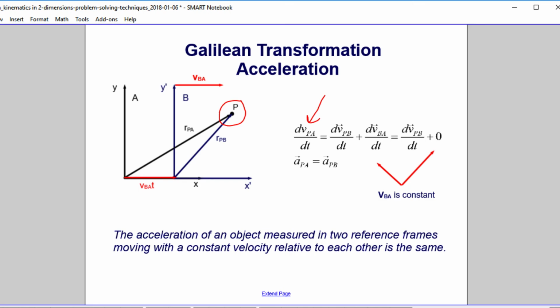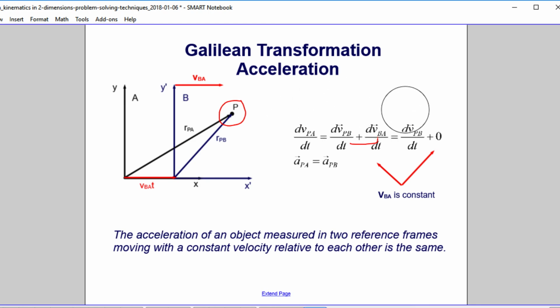So here's the velocity one. v_PA is equal to v_PB plus v_BA. And a nice thing to notice is look at the subscripts here. See how the two B's are there? You can visualize those canceling out, and then you'll get velocity of PA, which is right over there.